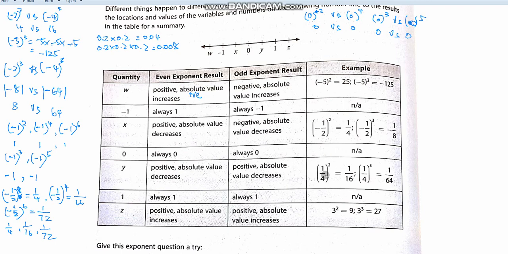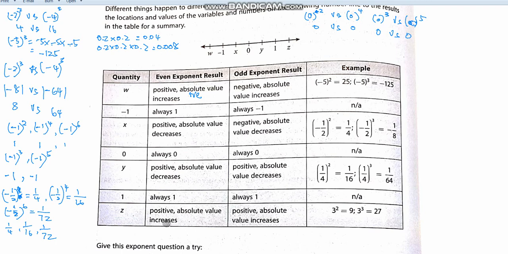Now, for the same reason, if you take a number in between 0 to 1, let's say 1 over 4, the more you multiply, the more power you put, it becomes smaller and smaller. So the absolute value decreases. No different if the base is positive. If your base is 1, no matter what your exponential is, it is still 1. Whether it's odd or even, it's still 1.